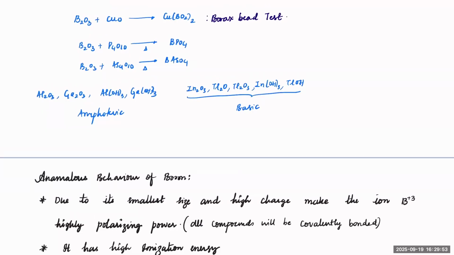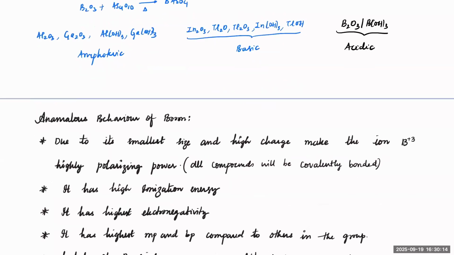If you compare the oxides and hydroxides, aluminium and gallium usually have amphoteric nature, while indium and thallium have more basic nature, while B2O3 or B(OH)3, this is acidic in nature. This is the distribution of the respective oxides and hydroxides.